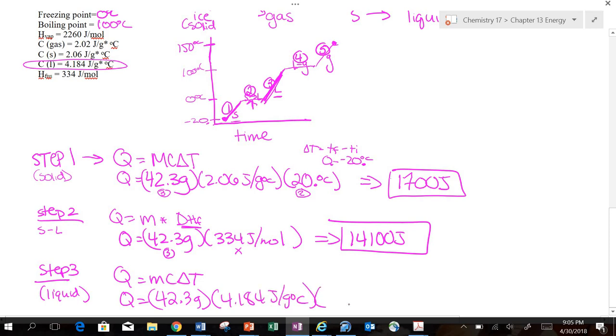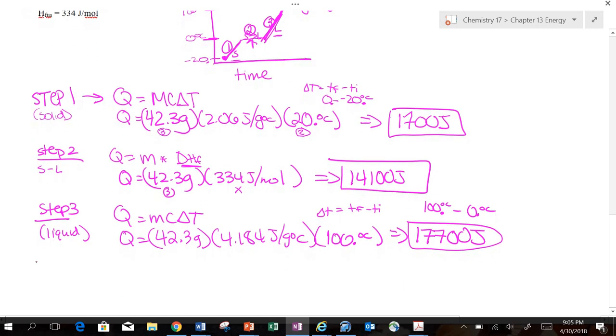Now ΔT. We're going from 100 degrees to 0 degrees. Remember, ΔT is T_f minus T_i, so it's 100 with a decimal minus 0 with a decimal. Our answer is just 100 degrees Celsius. We have 3 sig figs, so we get 17,700 joules. That's our third step, so we have 2 more steps left.